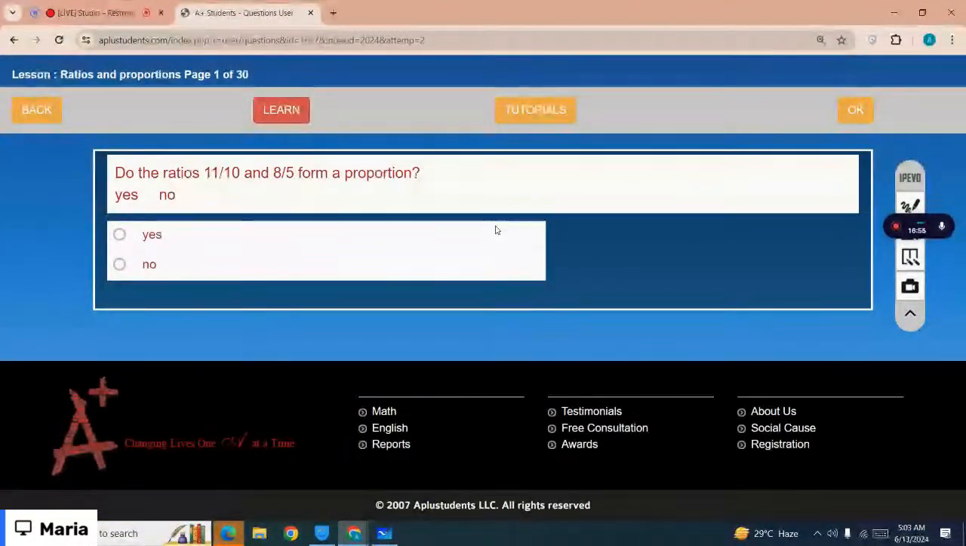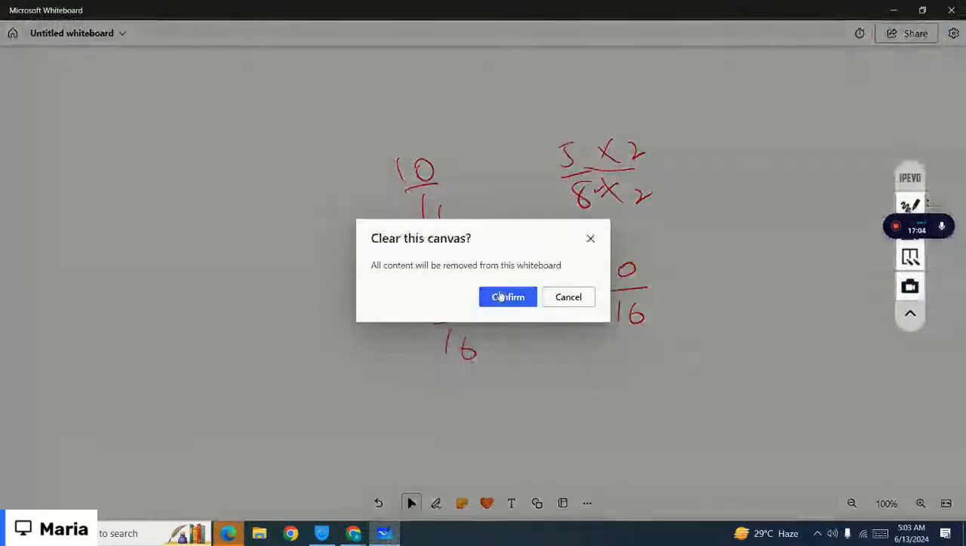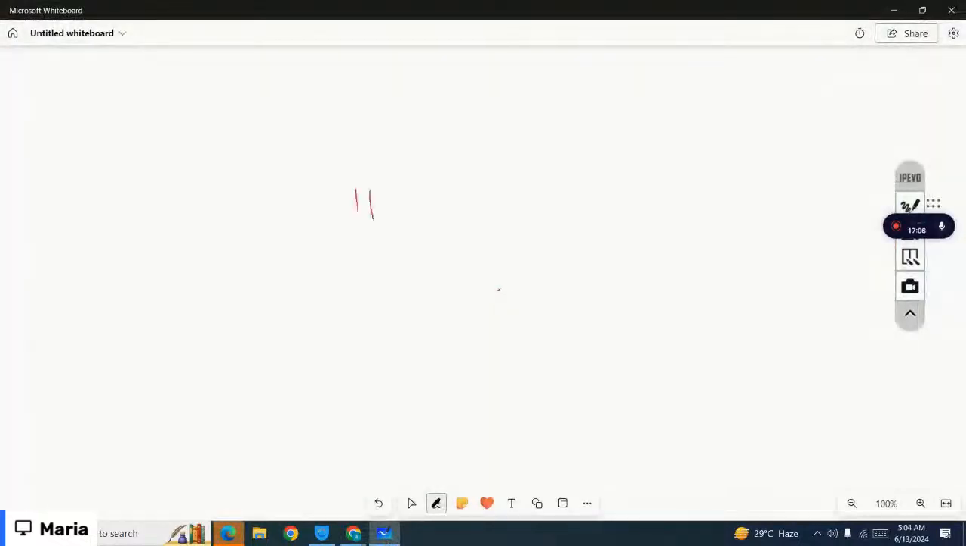Do the ratios 11 by 10 and 8 by 5 form a proportion? So let's just see. We have to look for the common denominator, right? 11 over 10 and 8 over 5. Here you have 10. You have to make the smaller denominator equal to the greater one. So 5 times 2 is 10, right? Let's just multiply this fraction by 2. 8 times 2 is 16 and 5 times 2 is 10. But they are not equal. That means no, they do not form a proportion. The correct option is no.